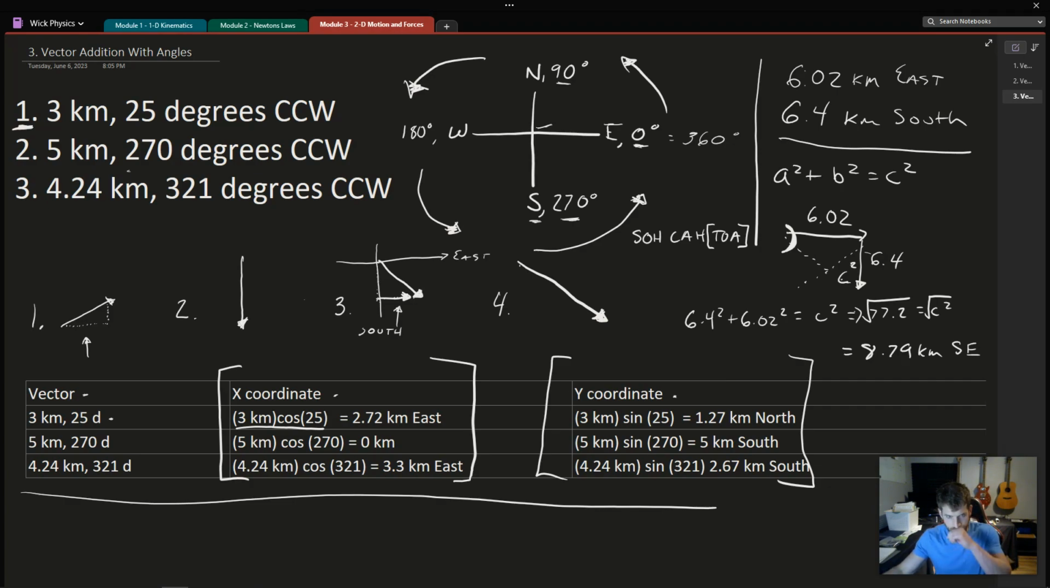And what does that mean? We're going to use inverse tan to get the opposite and the adjacent sides. So if this is our theta, our adjacent side is going to be right here, and our opposite side is over here. So we need to take the 6.02, that is our adjacent, and divide it, or I'm sorry, we're going to take our opposite side, 6.4, and divide it by our adjacent side.